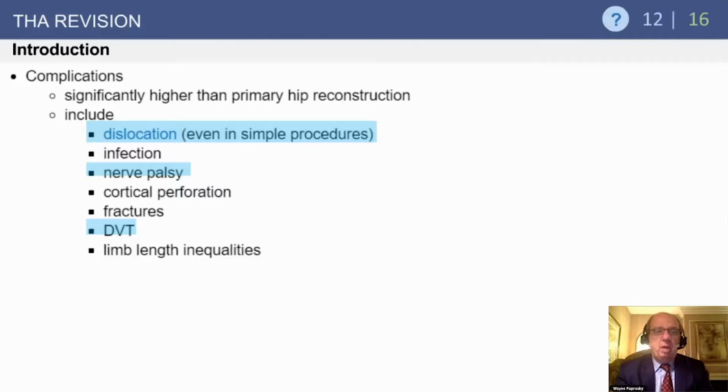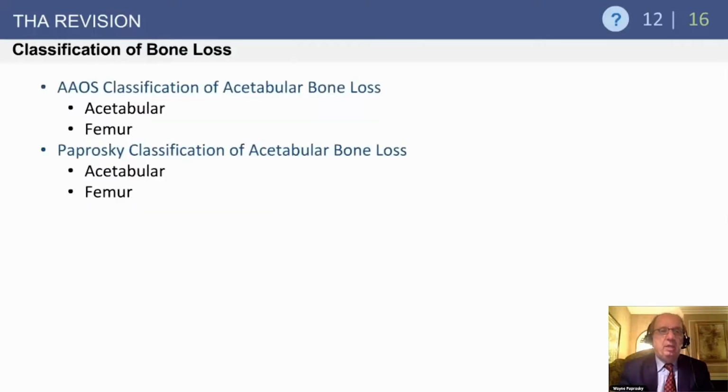Now the most common reason for reoperation. Nerve palsy and deep vein thrombosis. But what concerns you the most is going to be dislocation. That far outnumbers every one of these, with infection being second and fractures gaining. But again, dislocation is the biggie.